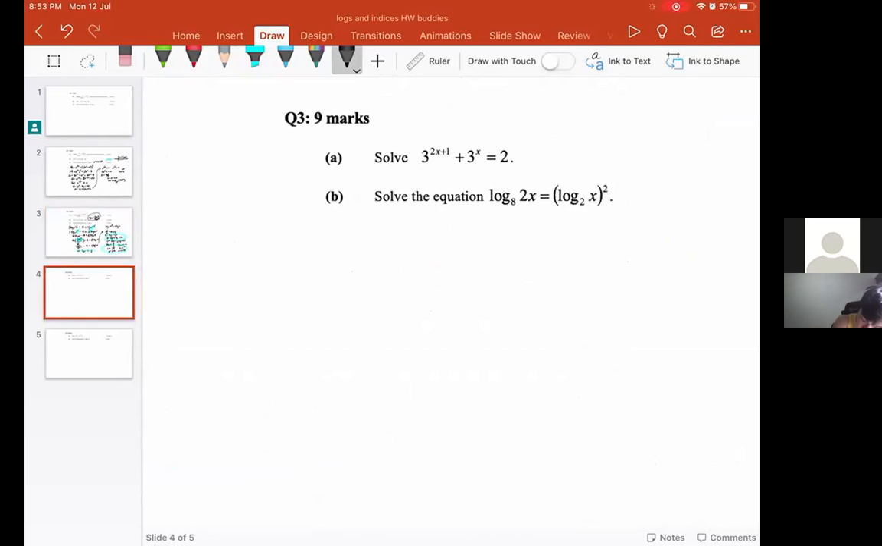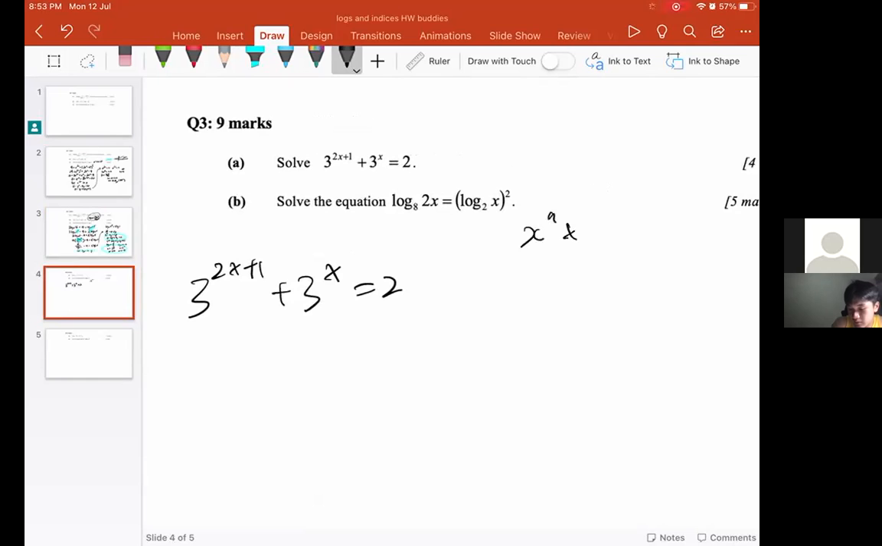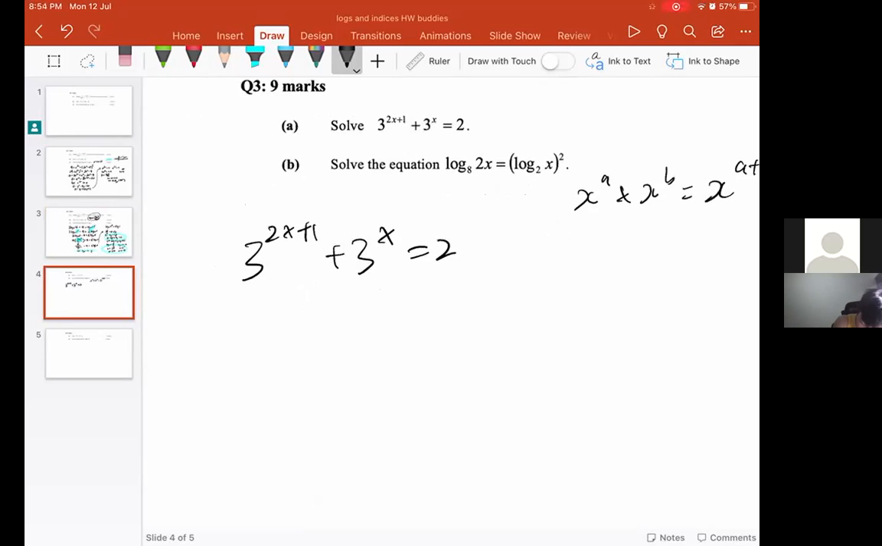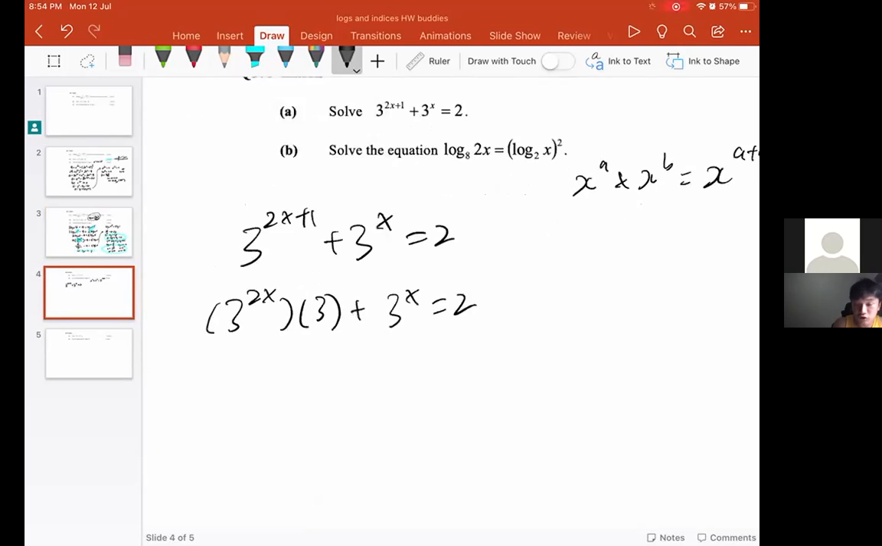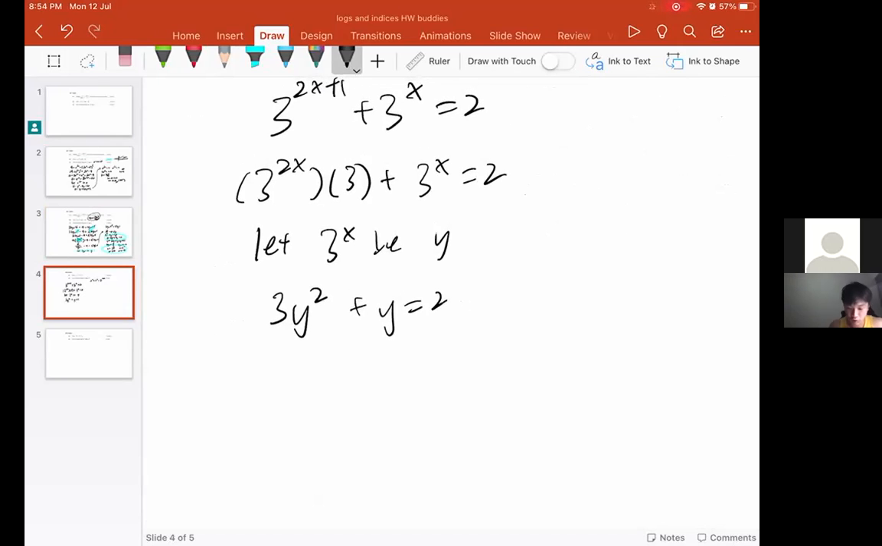So 3 2x plus 1 plus 3x equals to 2. We must use our indices formula where x to the power of a times x to the power of b equals to x to the power of a plus b. All right, so we want to create this into 2x times 3 plus 3x equals to 2. So here's where the substitution comes in. Let 3x be y. So we have y squared times 3 plus y equals to 2. Bring everything over to the left-hand side. So we have a 0.